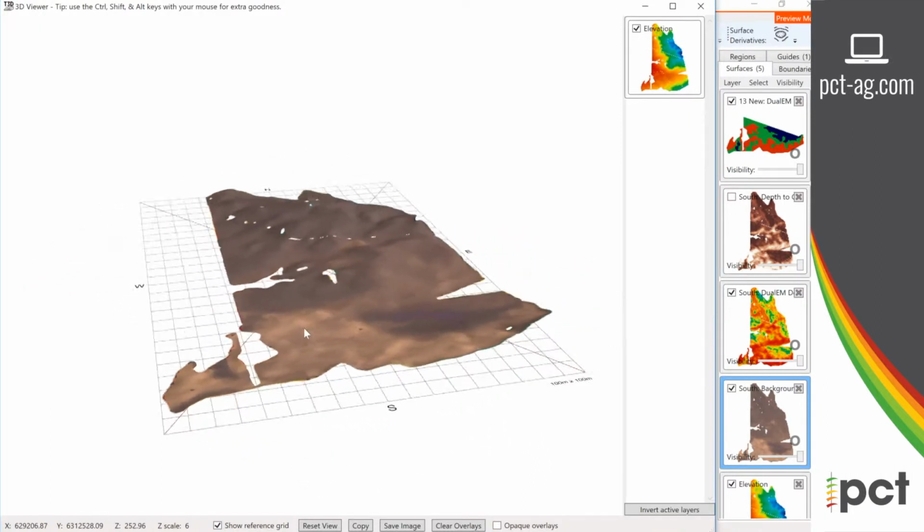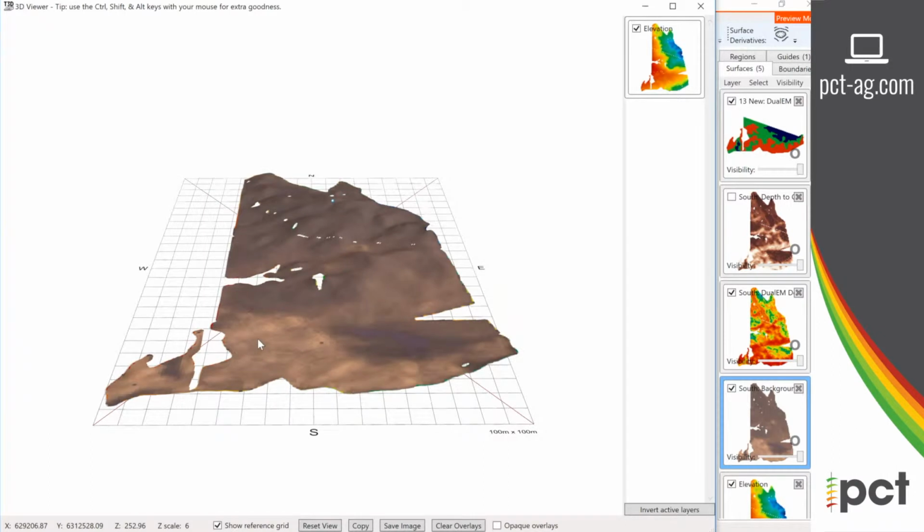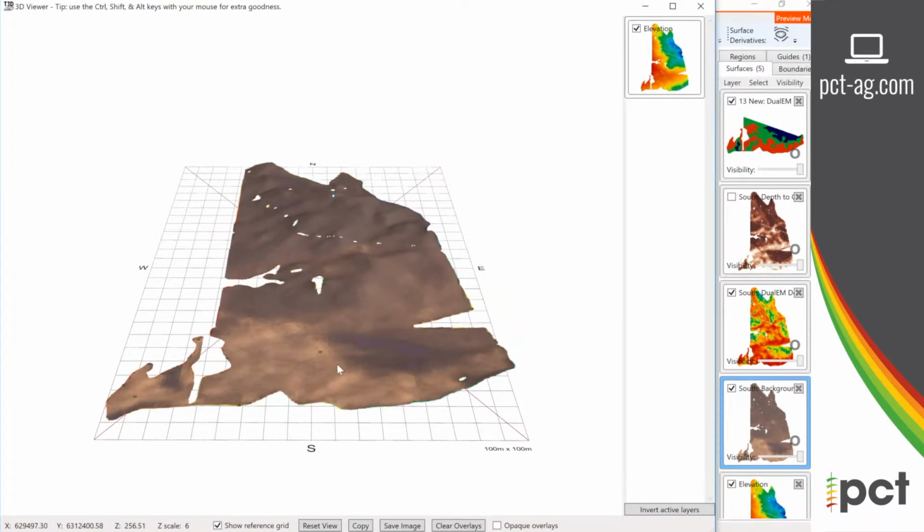So this discussion is going to be looking at some of the precision ag techniques that are available to you to try and help you with your decision making.